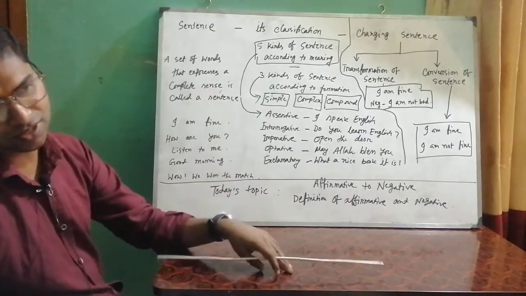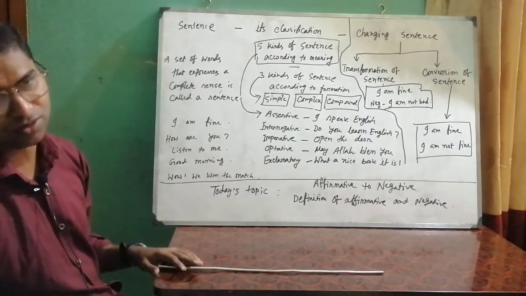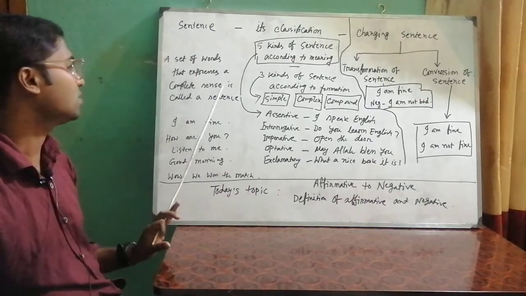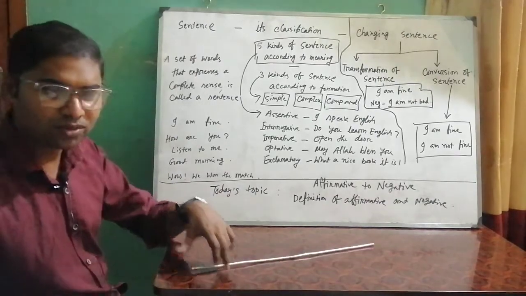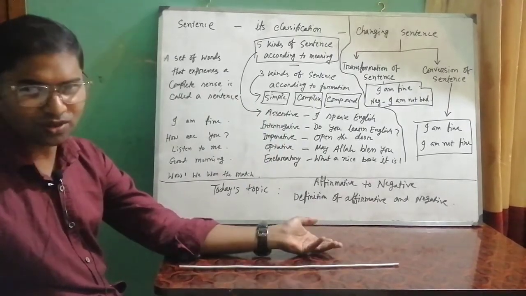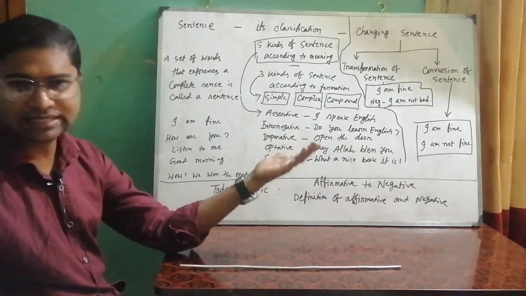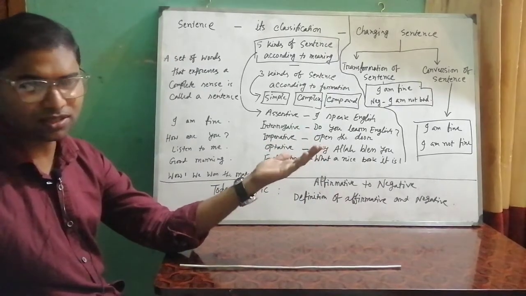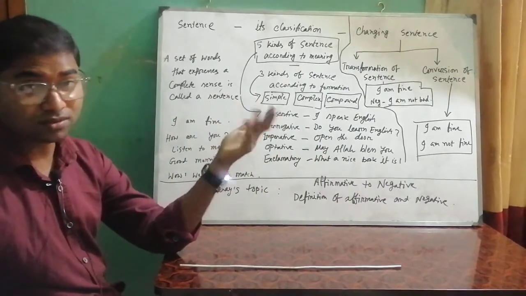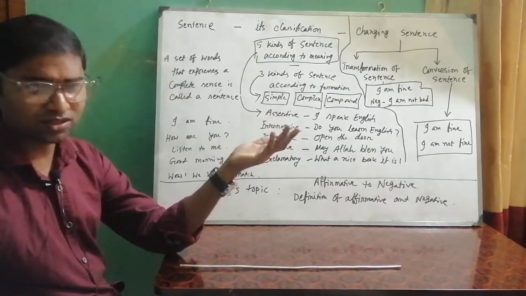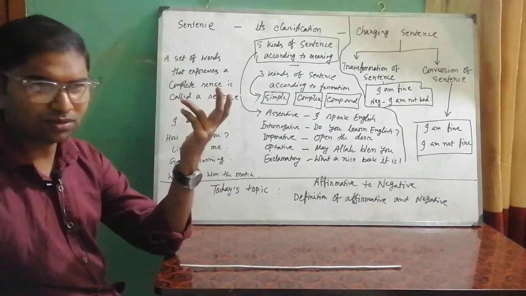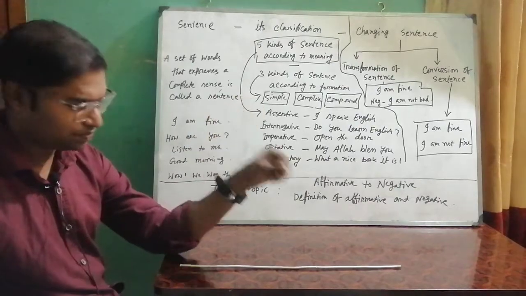A sentence. First, let me tell you the definition of sentence. What is called a sentence? A set of words that expresses a complete sense is called a sentence. A set of words that is complete in itself, typically containing subject or predicate, conveying command, question, order, suggestion, is called a sentence. A sentence is like a main clause, or sometimes has more subordinate clauses along with a main clause.